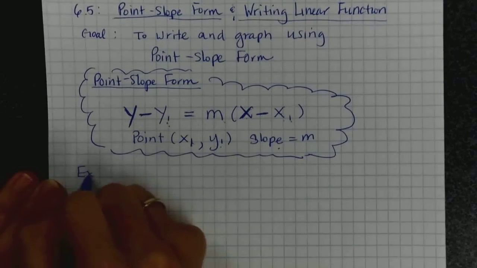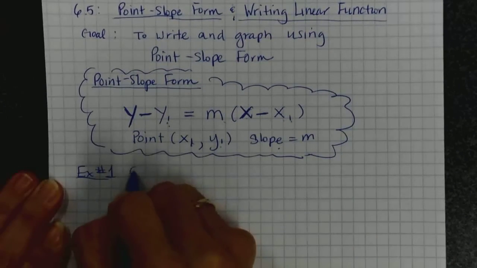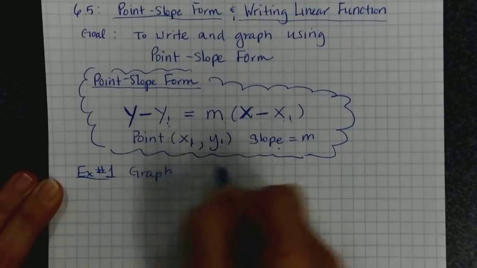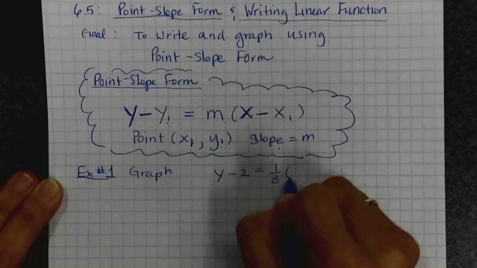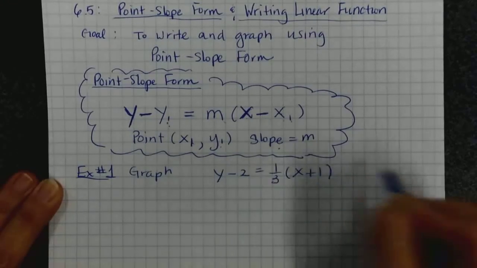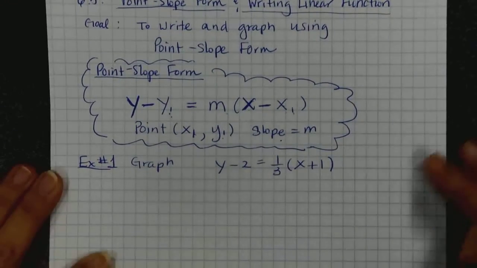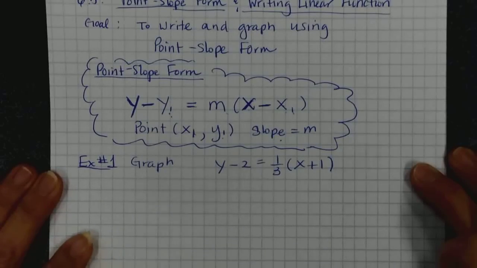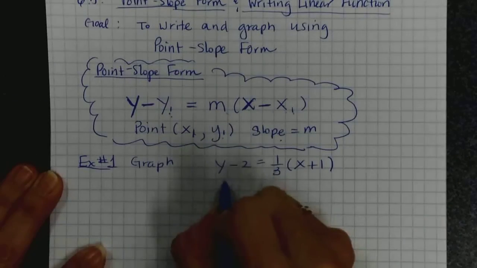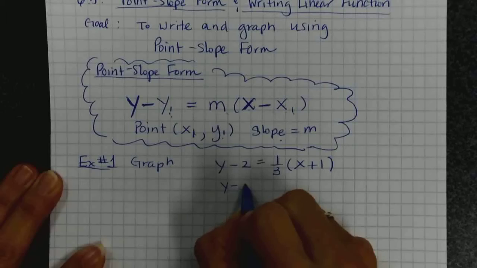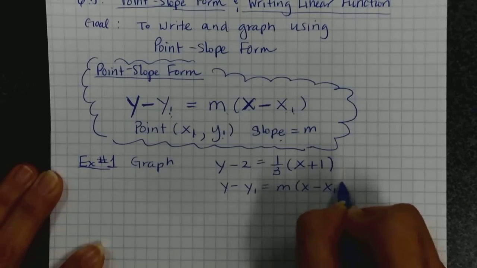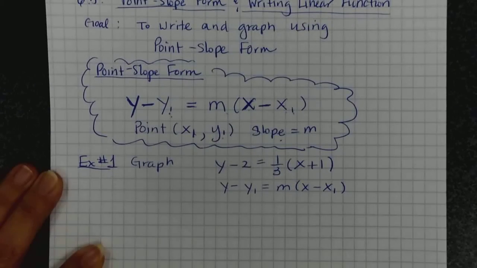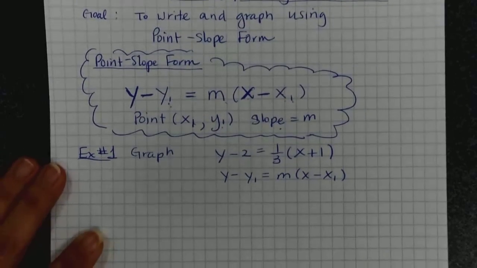So in example number 1, we are going to graph y minus 2 equals 1 over 3 times the quantity x plus 1. In this equation, the linear function is in the form of point slope form. So what we're going to do is write the original underneath it, y minus y1 equals m times x minus x1. And we are going to locate the point and the slope of this line.